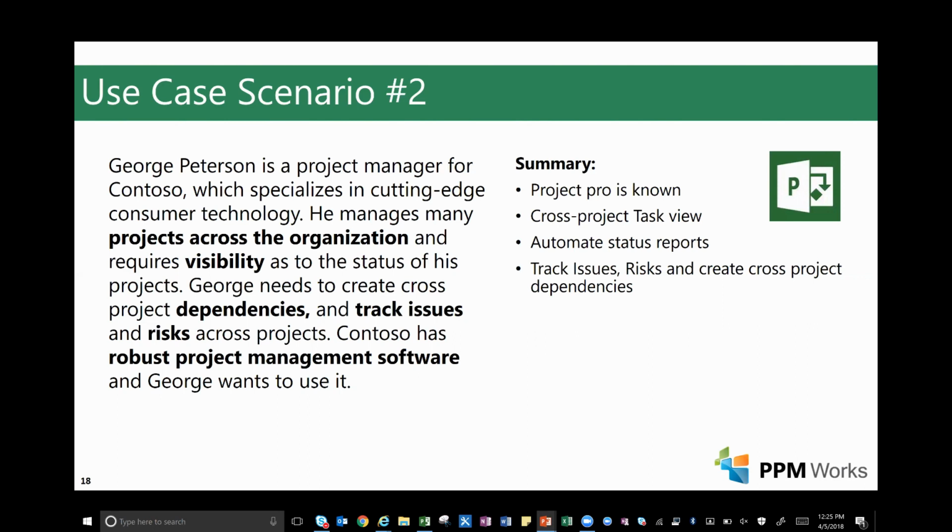He wants to make sure he can see that cross-project task view. He needs to be able to see not just how are my tasks linked to one another, but also how are people assigned to tasks. If Jimmy is on my project, I need to see every project Jimmy is working on to make sure there aren't any overlaps, because we all know that overlaps happen, right? Overallocated resources. Another thing that George is interested in is automating his status reports.